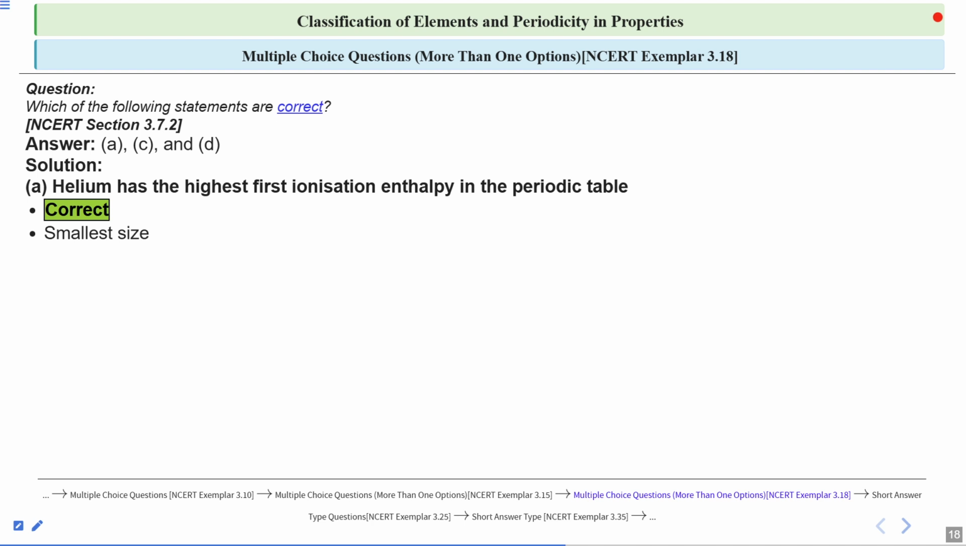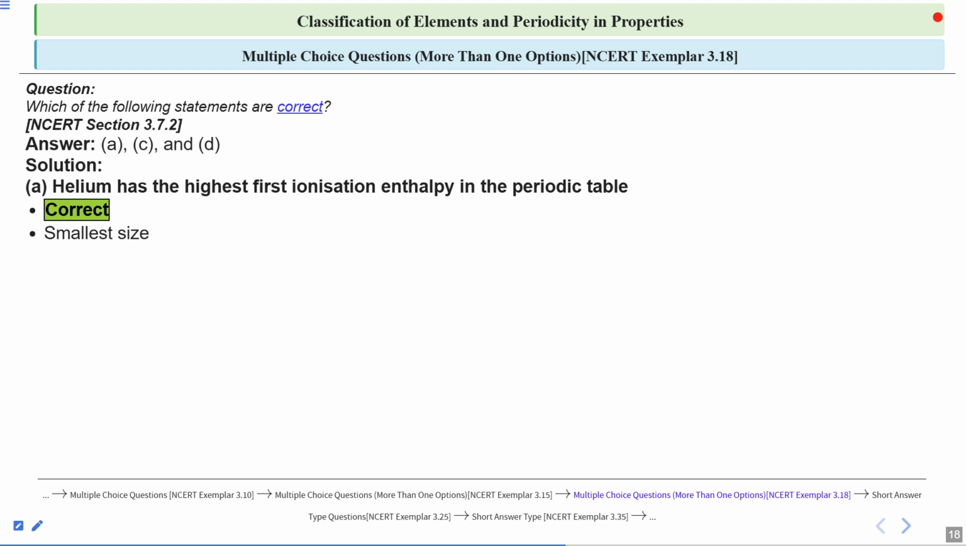Now if you see the size, it is increasing from top to bottom and decreasing from left to right. Just look at the periodic table by yourself if you have. So the first group will have the highest atomic radii and the last group will have the lowest atomic radii. Similarly, your first period will have the lowest atomic radii. If we take the common in both of them, then we can say that helium has the smallest size, isn't it?